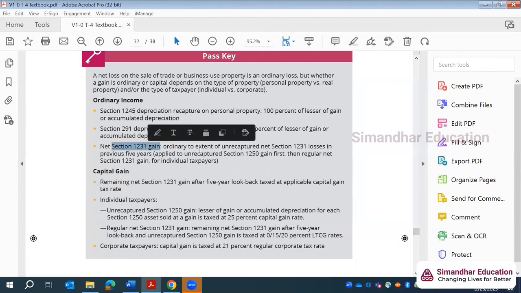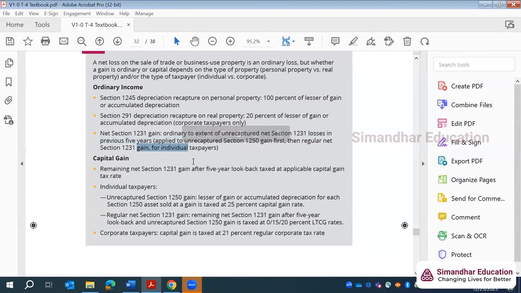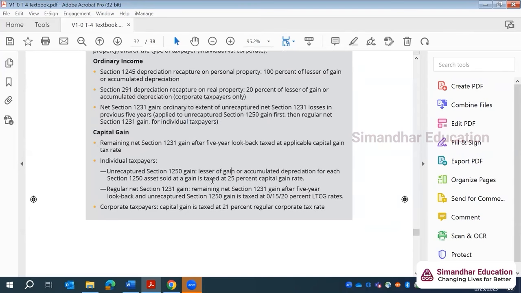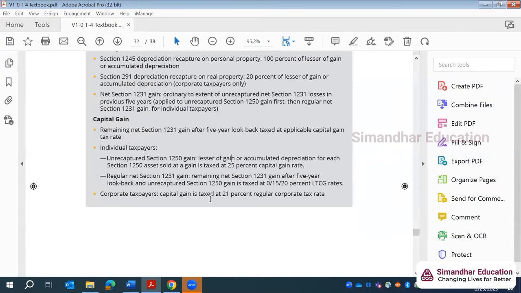Section 1231, to the extent of uncaptured Section 1231 losses in the previous 5 years. And then regular Section 1231 gain for individual taxpayer. Capital gains remaining, if you don't have any 5 years look back, then everything is your capital gain. Individual taxpayers, again, they have given the tax rates. For corporate tax rates, the tax rate is a standard 21%.